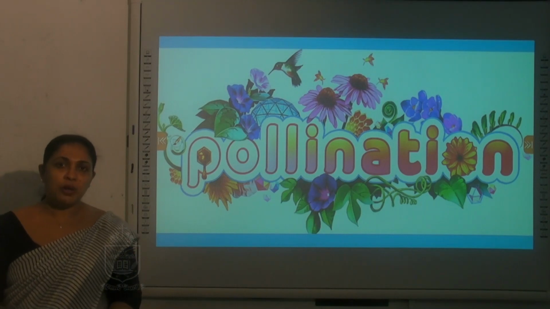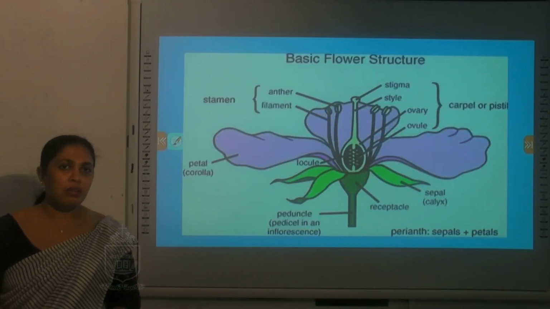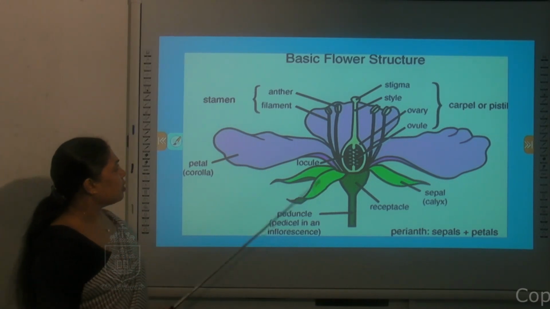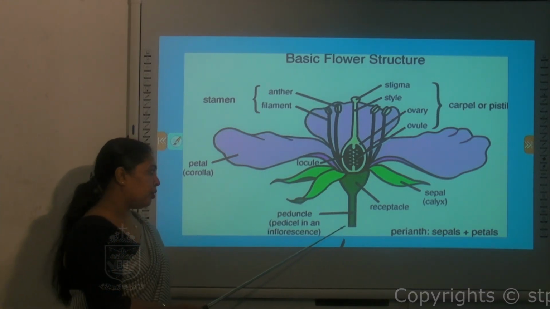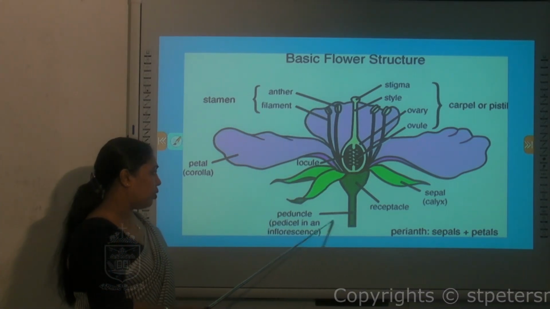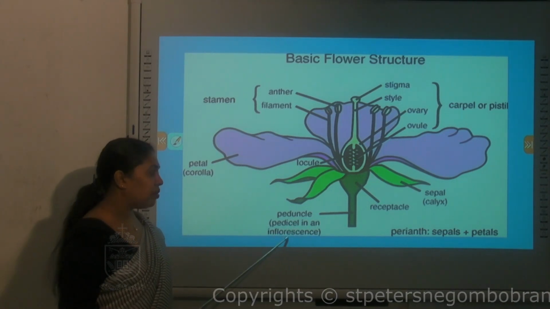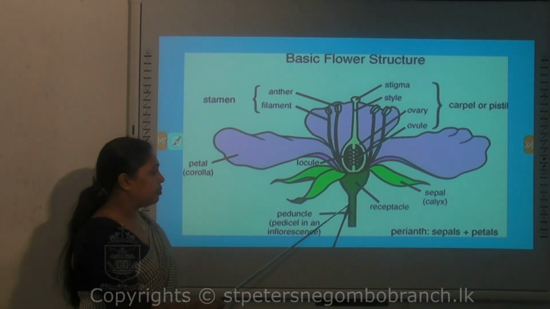First we are going to talk about pollination. Before that, we will learn the structure of a flower. If we go to the basic structure, the flower is connected to the plant using a stalk. It is known as the pedicel in an inflorescence, or peduncle for a single flower.